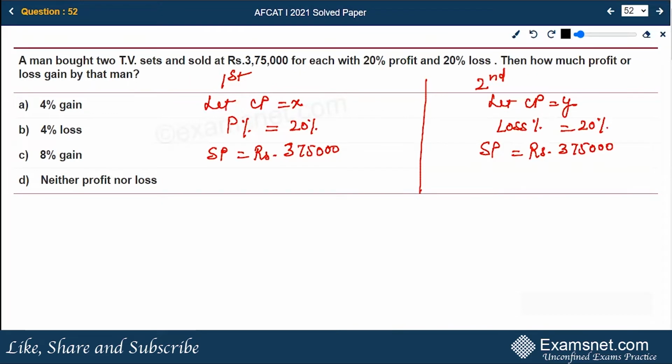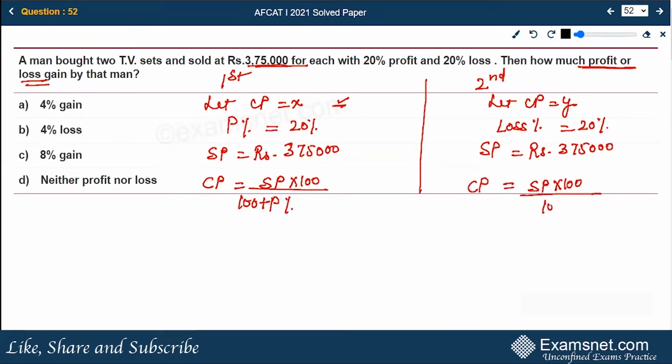So now you have to find out the cost price. Why? Because it is asked in the question, you have to find out the net profit or loss. For finding the net profit or loss, you need the total selling price and the total cost price. We are given the selling price of the 2 TVs. Now we have to find out the cost price of the 2 TVs. So the cost price is given with the formula selling price into 100 divided by 100 plus profit percent. And in case of loss, cost price is selling price into 100 divided by 100 minus loss percent.